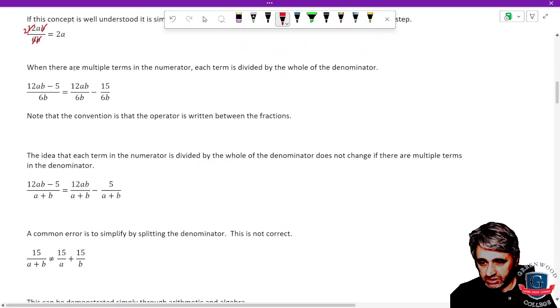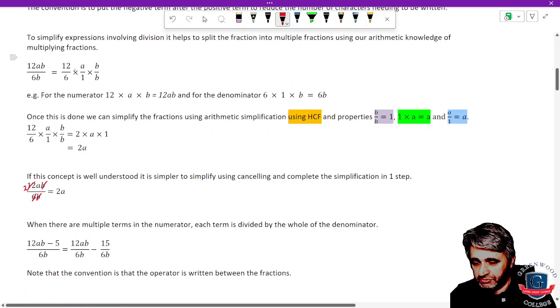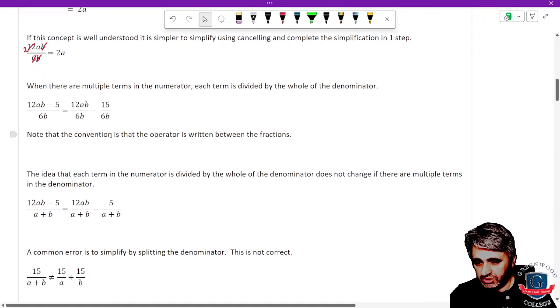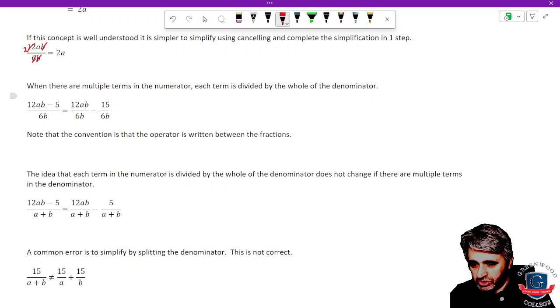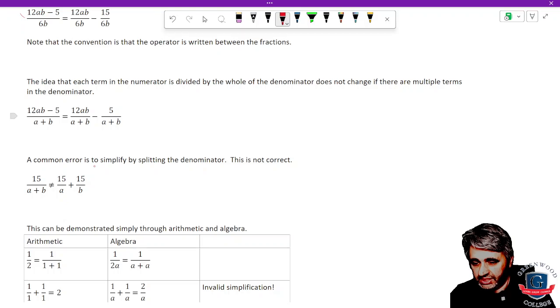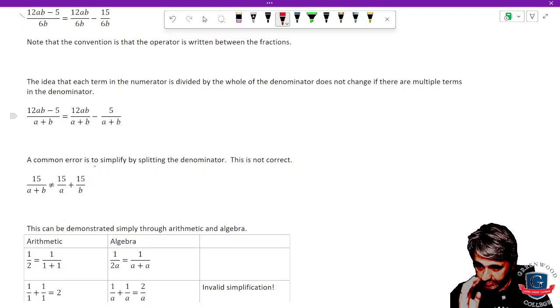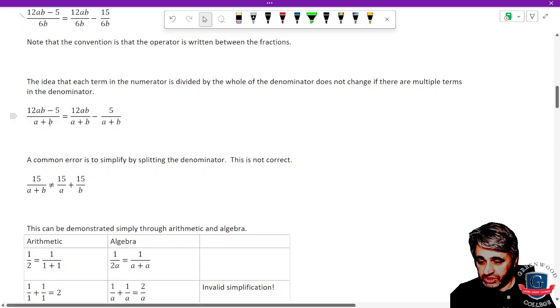Because what this expression all the way back up here means is divide all the terms in the numerator by 6b. So in this case, divide all the terms in the numerator by 6b. We divided this term in the numerator by 6b, that's this, and we divided this term in the numerator by 6b. What this expression is saying is divide 12ab by a plus b, and then divide negative 5 by a plus b, which is what we've written here.